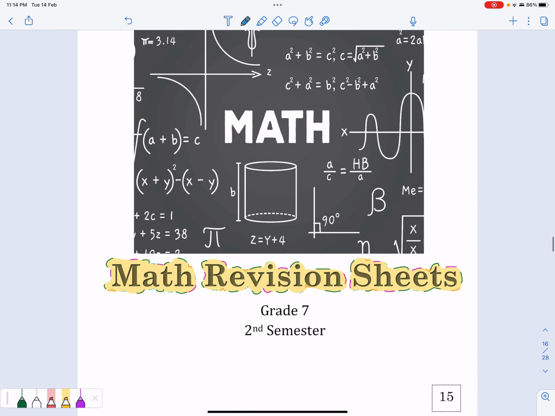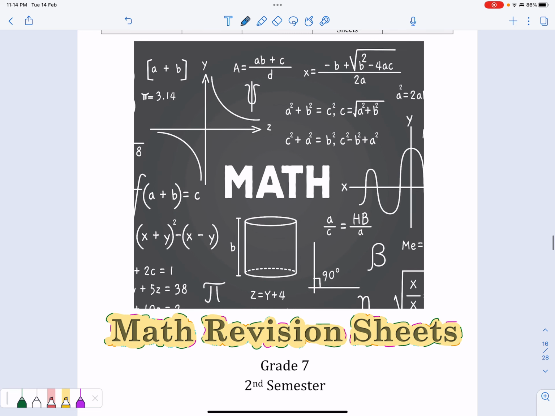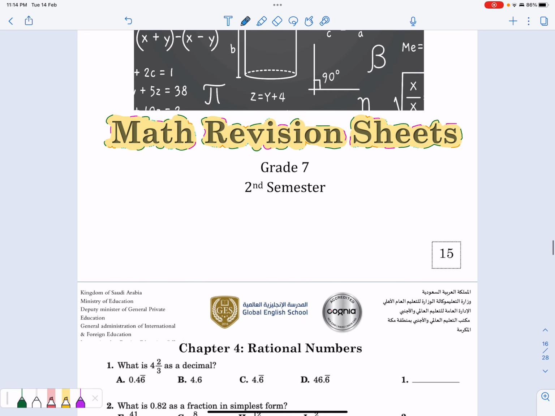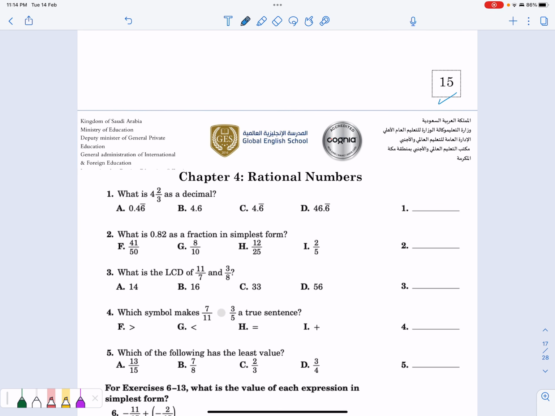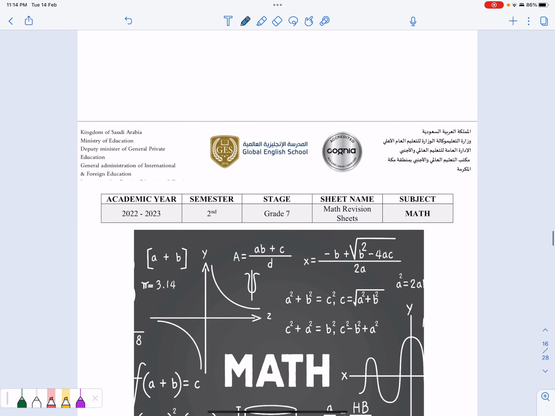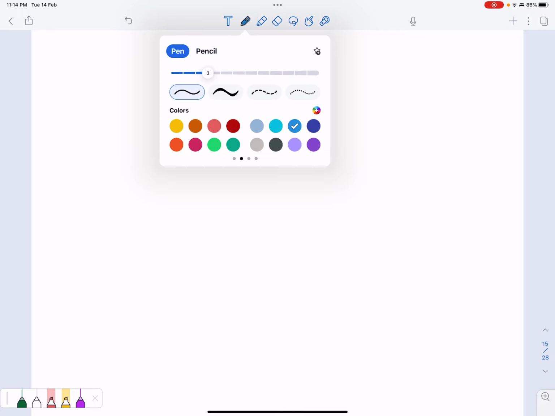Now we will start revising using the math revision sheets, which are at page 15 of our booklet. So the first thing that we will revise is chapter 4, which is about rational numbers. And before we start anything, I would just like to revise with you the famous and important fractions that you need to remember. Just know you need to memorize them.